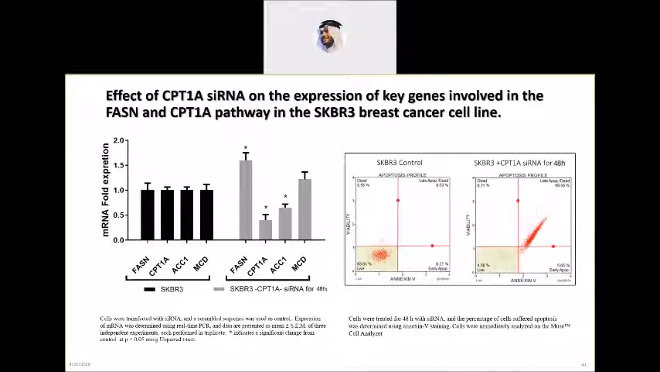After that, we tested the apoptotic activity of CPT1 inhibition by annexin V, and as you can see, incubation of the cells with the small interfering RNA for CPT1 led to activation of apoptosis in the cells.